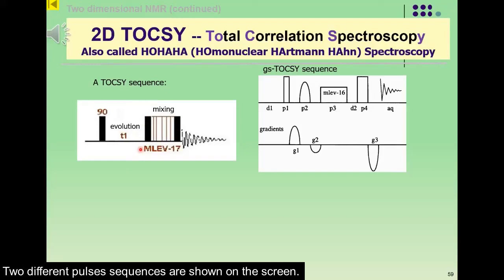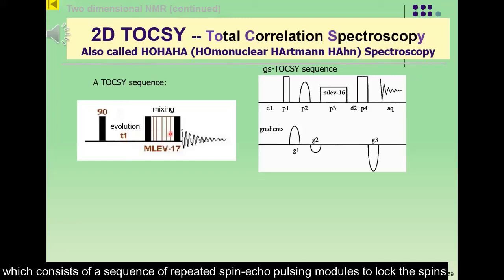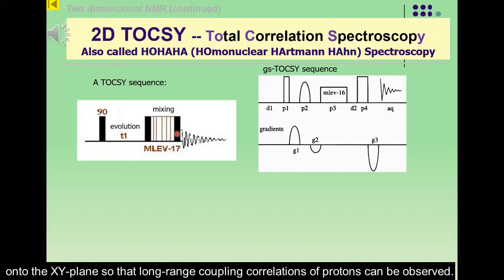2 different pulse sequences are shown on the screen. Typically, there is a train of pulses in the mixing segment, which consists of a sequence of repeated spin echo pulsing modules to lock the spins onto the XY plane so that long-range coupling correlation of protons can be observed.